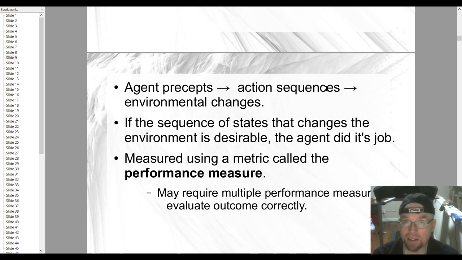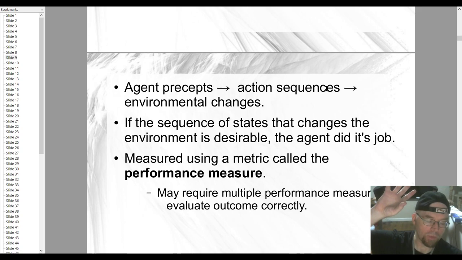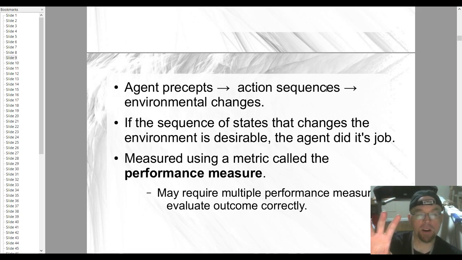Right? Well, one state of vacuum world is vacuum in A, square A dirty, square B clean. That's one state, okay? Now, once the vacuum had perceived the environment, that percept was in A, dirty, it performs the action suck, and we had a state transition. The state has been updated. The environment has changed. We've created a second state, okay?